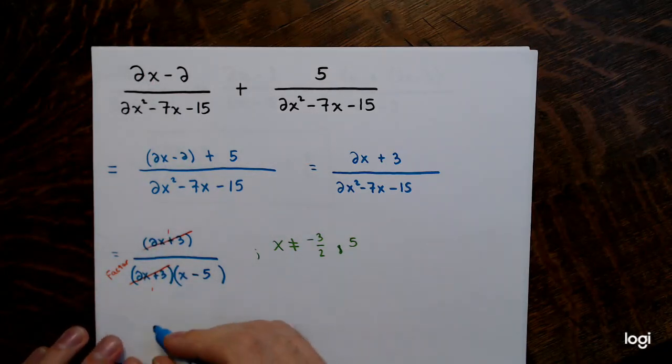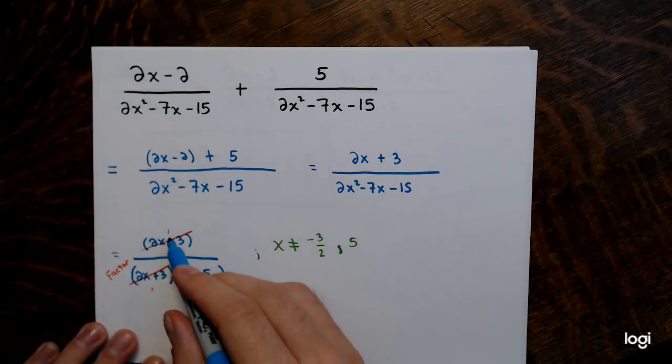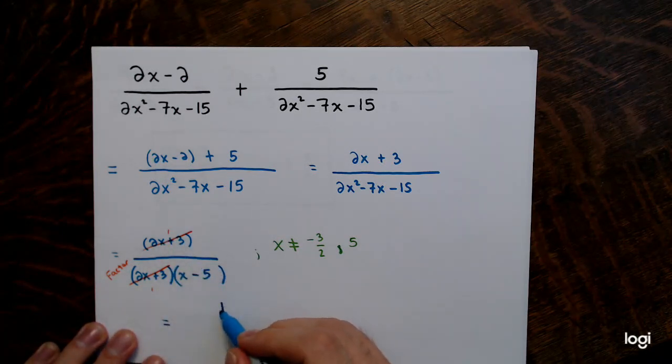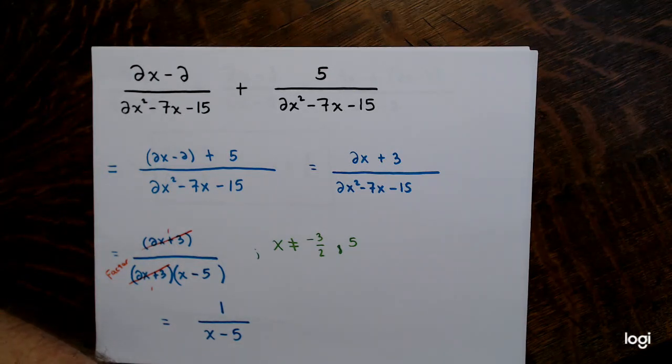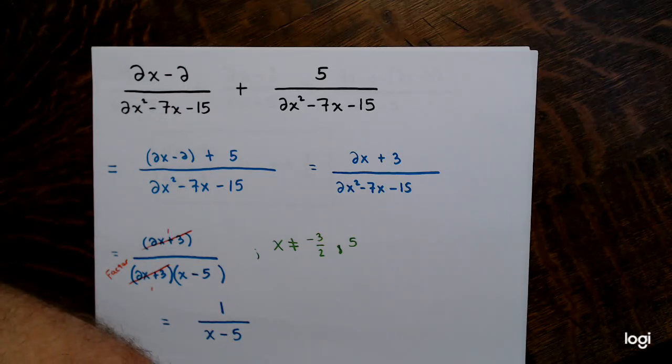Alright, so when all's said and done, we end up with 1 over x minus 5. Right? The only factor left in the denominator is x minus 5. And since I'm done canceling and whatnot and done factoring, I don't need parentheses around that x minus 5. I mean, you can put them if you want. It wouldn't be incorrect, but it's not really necessary.